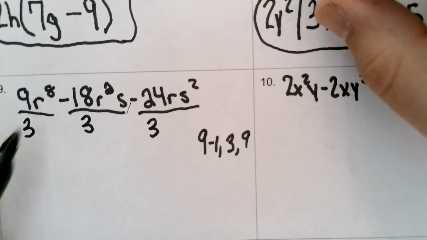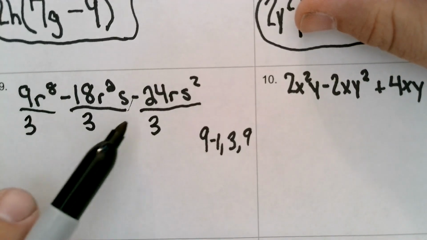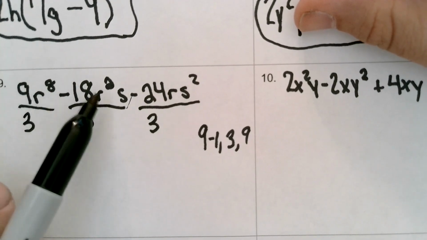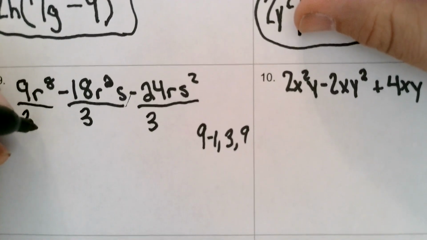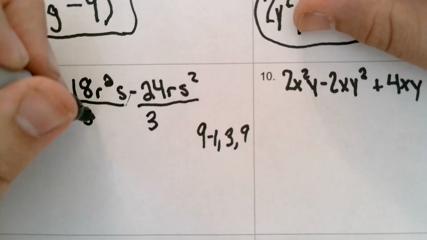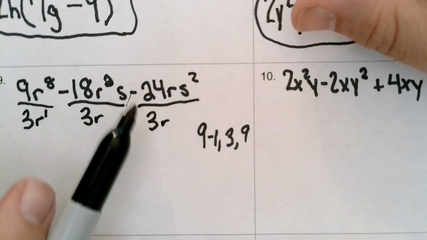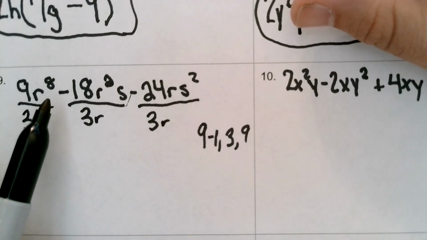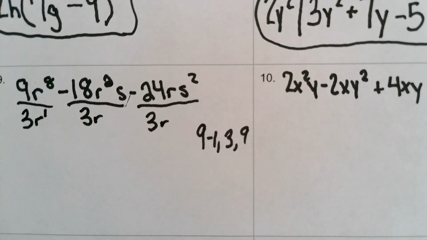All right, r. This has r, this has r, this has r. So we're going to pull out r. We have r^8, r^2, r^1. What's the lowest r? It's r^1. This has s, this has s, this does not have s. So we can't pull out s because not everything has it. So 3r is our greatest common factor.